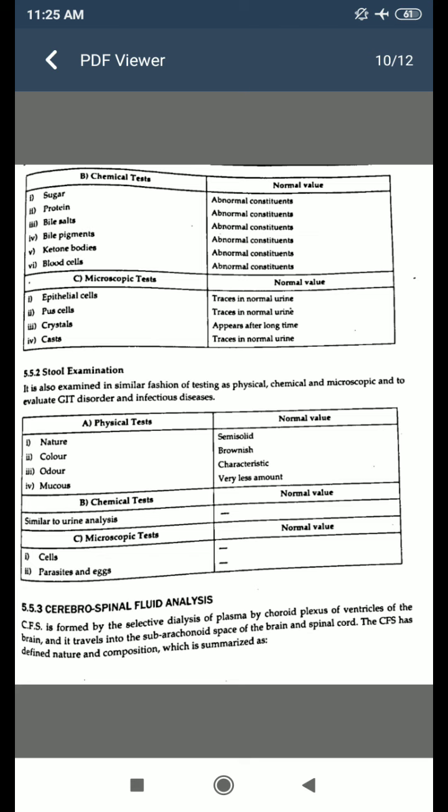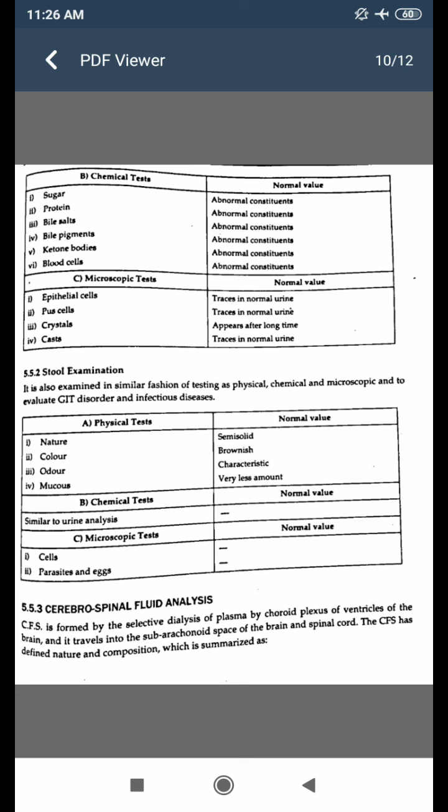Next is stool examination. Stool is also examined in a similar fashion of testing, physical, chemical and microscopical, to evaluate GIT disorders and infectious disease. First, physical test. Nature, normal value semi-solid, color brownish, odor characteristic, mucus very less amount.